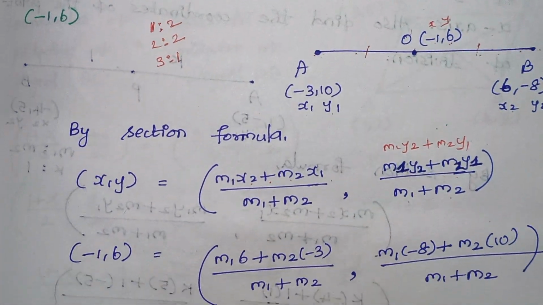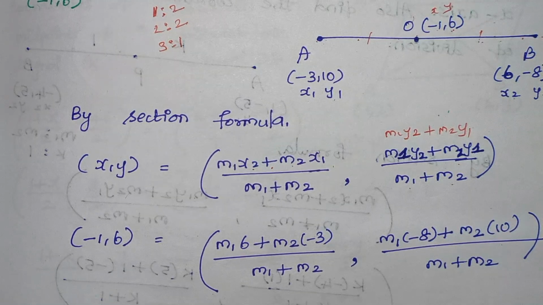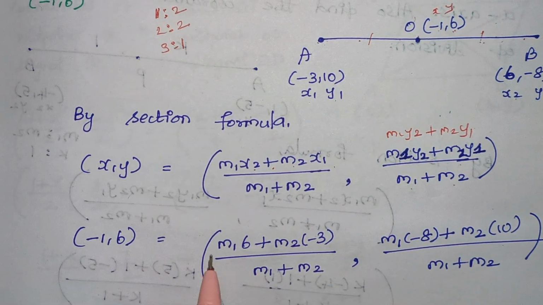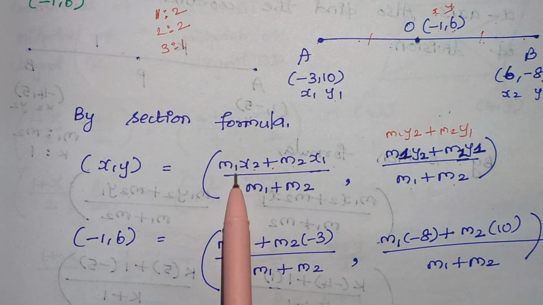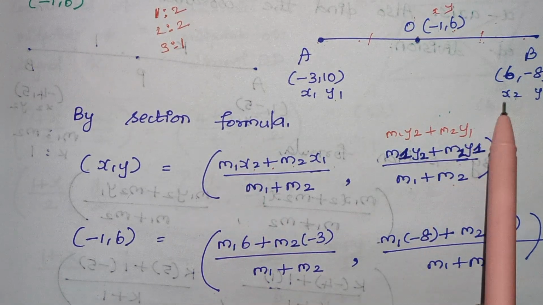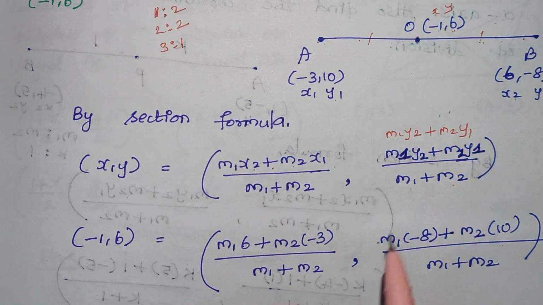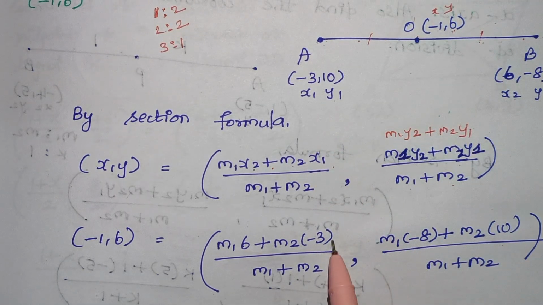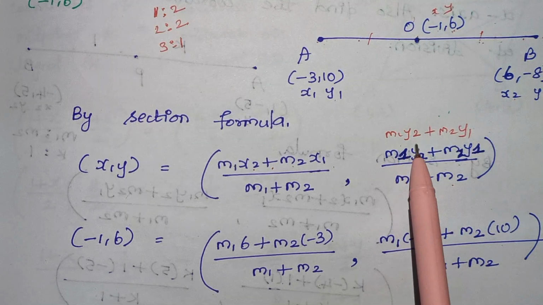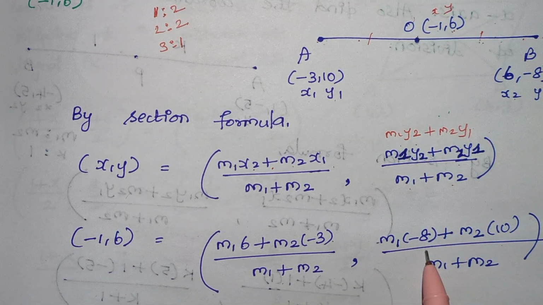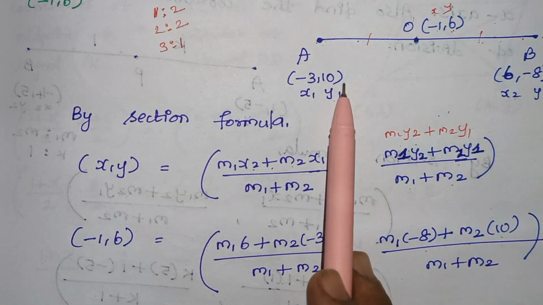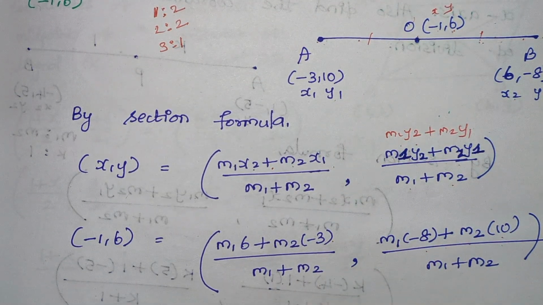So now we are going to substitute the values here. Minus 1 comma 6 is equal to m1 into what is x2, my x2 is 6, plus m2 into my x1 which is minus 3, divided by m1 plus m2. And here m1, what is y2? Y2 is minus 8, plus m2, what is y1? Y1 is 10, right? Divided by m1 plus m2.